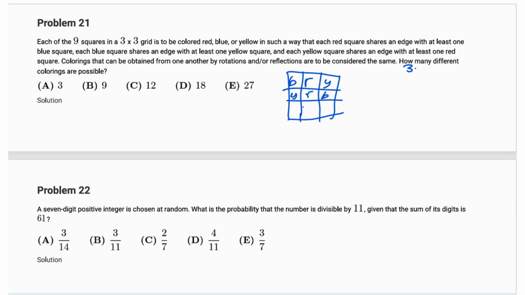And so case 1 would be if we have another blue over here. And you see that that isn't possible, right? Because you know that a blue square must share an edge with a yellow square. And so if we put a yellow square over here, then that yellow doesn't share an edge with a red. And if we put it here, then that yellow also doesn't share an edge with a red. So the bottom square cannot be blue.